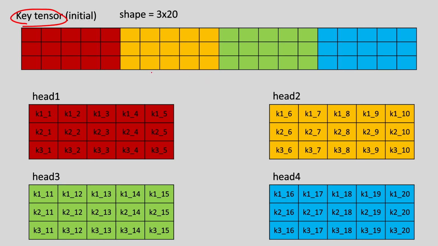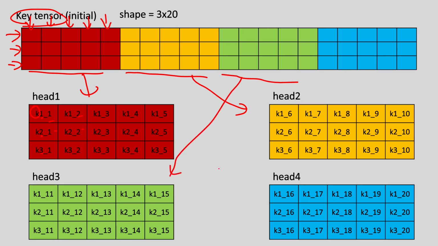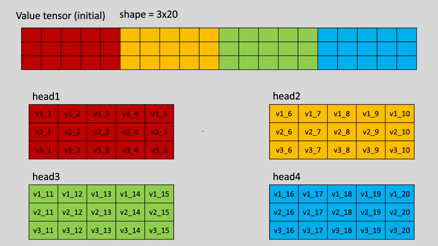Now the key tensor, same thing. This one is the word, and this one is your embedding dimension, or key dimension. Again, for key, this initial 1, 2, 3 is your word, and these are your dimensions, 1 1, 2 2. Again you can see this entire 5 came over here, shown in red, this one shown here, and the blue one over here. So 4 heads. Same thing for the value, same story, and we have represented it with v.